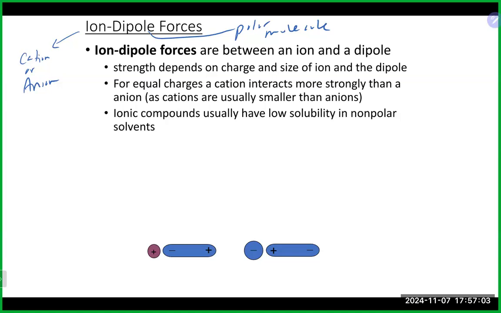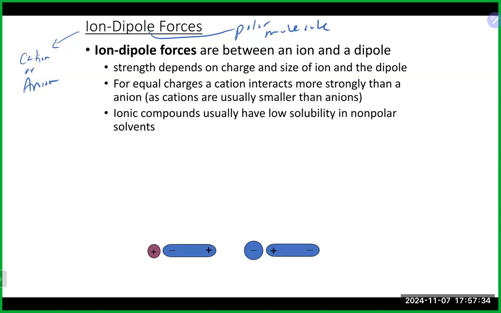Ionic compounds usually have low solubility in nonpolar solvents, and that is because when you put something that's ionic in, it has really no way, as we'll talk about, to interact well with something that's nonpolar. Because if you're nonpolar, you're kind of neutral. You don't have a positive side, you don't have a negative side. You have equal sharing of electrons over the entire molecule. So there really are no charges that allow you to interact with other molecules.